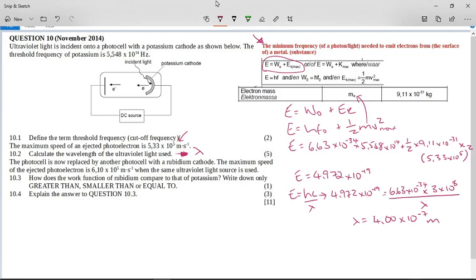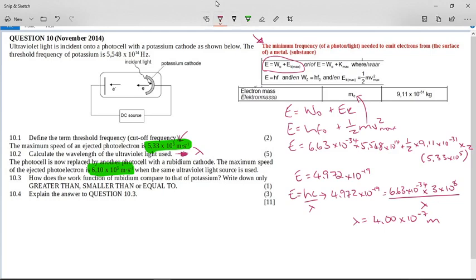Now it says to you, the photocell is now replaced by another photocell with a rubidium cathode. The maximum speed of the ejected photoelectron is 6,1 times 10 to the 5 meters per second when the same ultraviolet light source is used. So what's happened here? Here's my one escape velocity, look over here, 5,33 times 10 to the 5. And my other, I don't know if it can possibly be called escape velocity, but I think of it as the velocity that the little electrons escape the metal with.